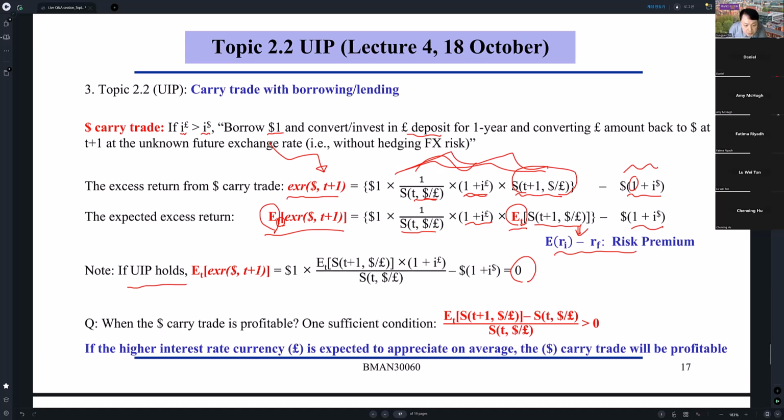Now, when is the dollar carry trade profitable? One sufficient condition is this one. The high interest rate currency, pound, is expected to appreciate. So a positive sign here means for £1, you expect to pay more in the future. So the pound is expected to appreciate. If this is the case, the dollar carry trade will be profitable. That's the first form of the dollar carry trade.